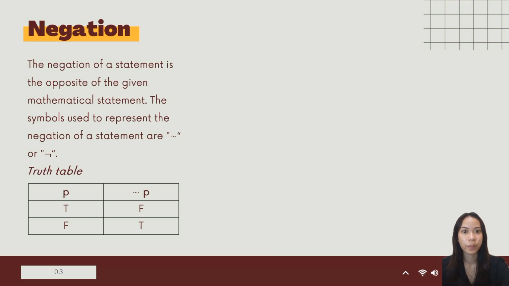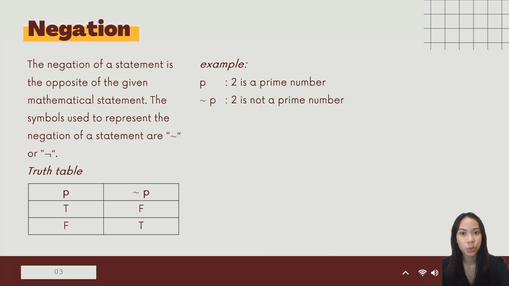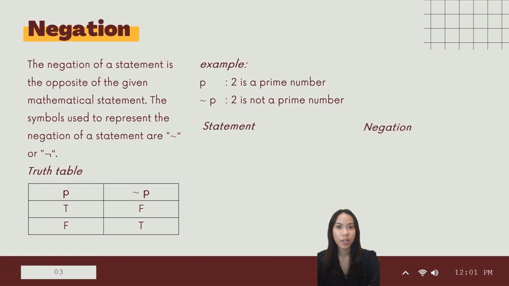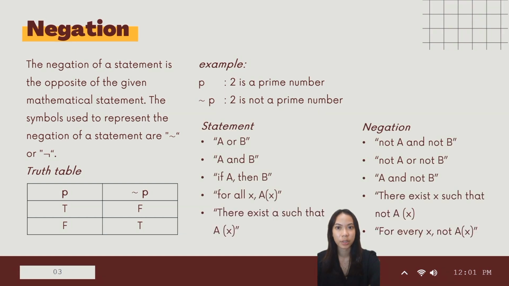P is true, the negation of P is false. P is false, the negation of P is true. For example, P is: 2 is a prime factor. The negation of P: 2 is not a prime factor.